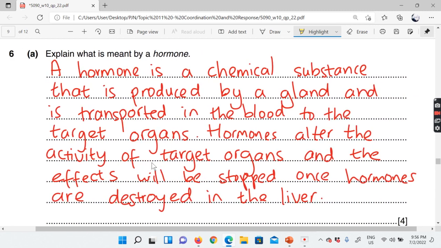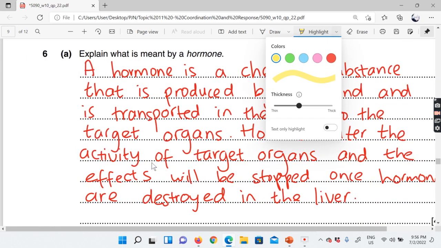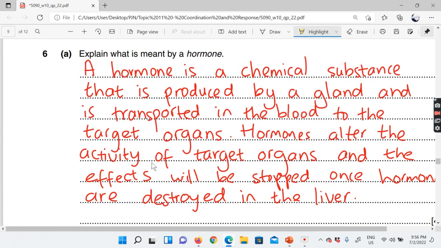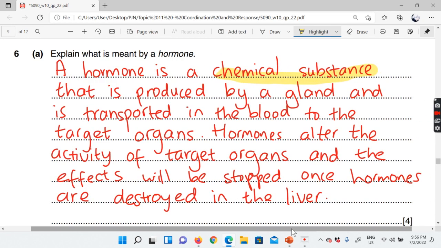Firstly, stating that it's a chemical substance is your first mark, and then saying that it is produced by a gland is a second mark, and then saying the blood is your third mark. Then mentioning that target organs are there, and actually altering the activity part is also a mark. And then lastly, being destroyed in the liver.